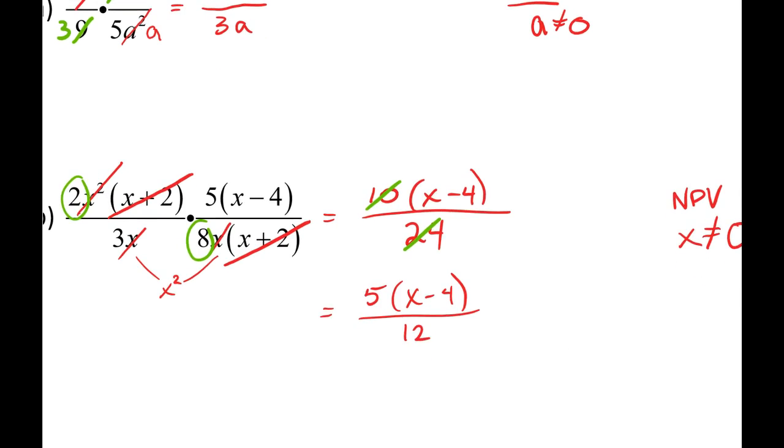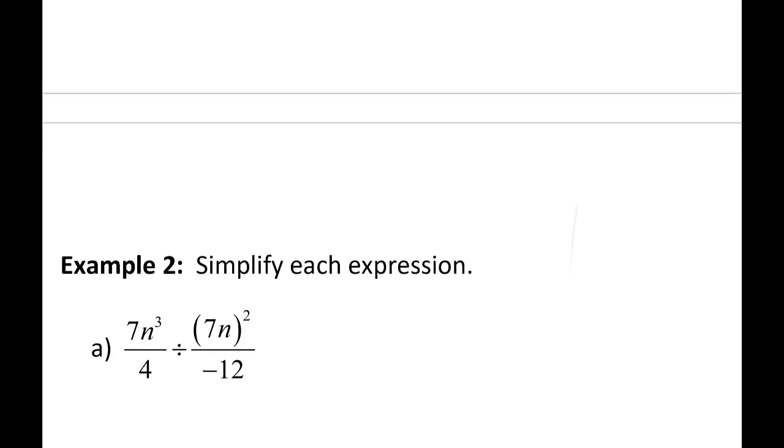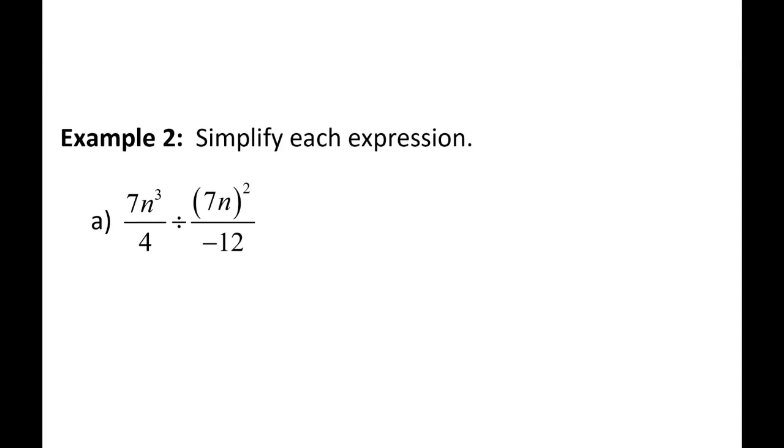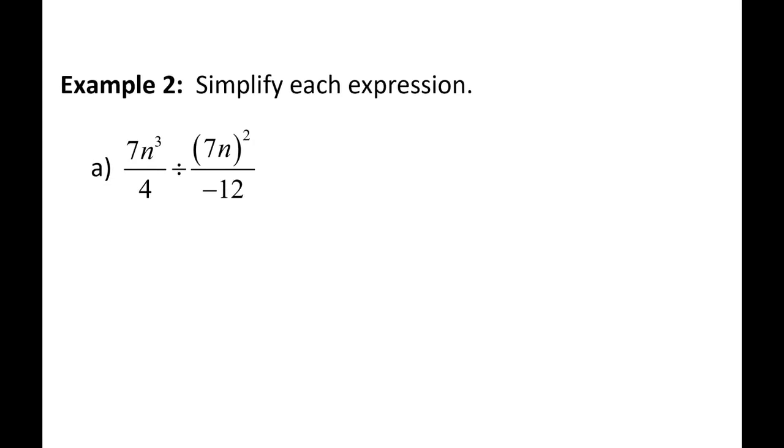And that is simplified. Although you could multiply here, you could go 5x minus 20. You don't need to. I never expect you to do that. This is correct like this. Okay, so that's a simplified rational expression. Okay, pause the tape for a little bit, and I want you to try this one, and then we'll do it together.